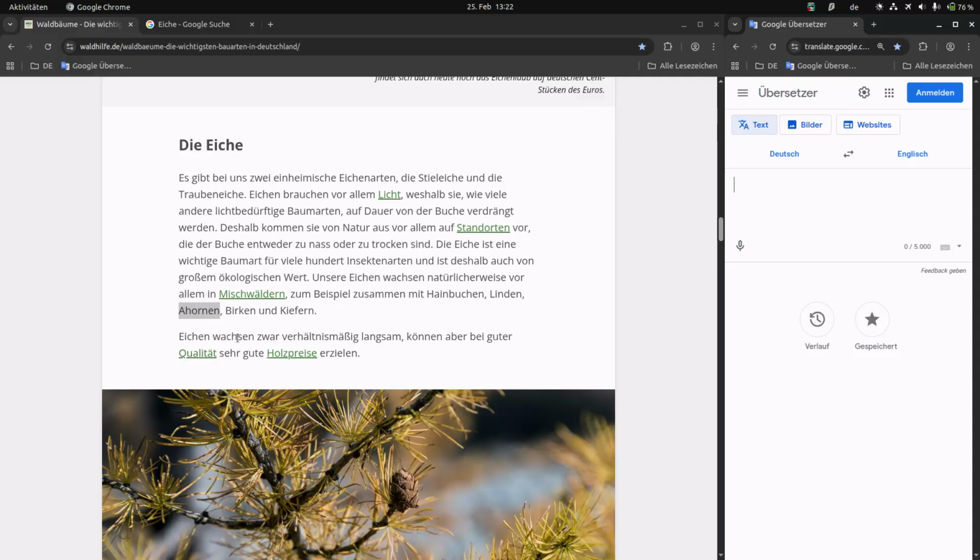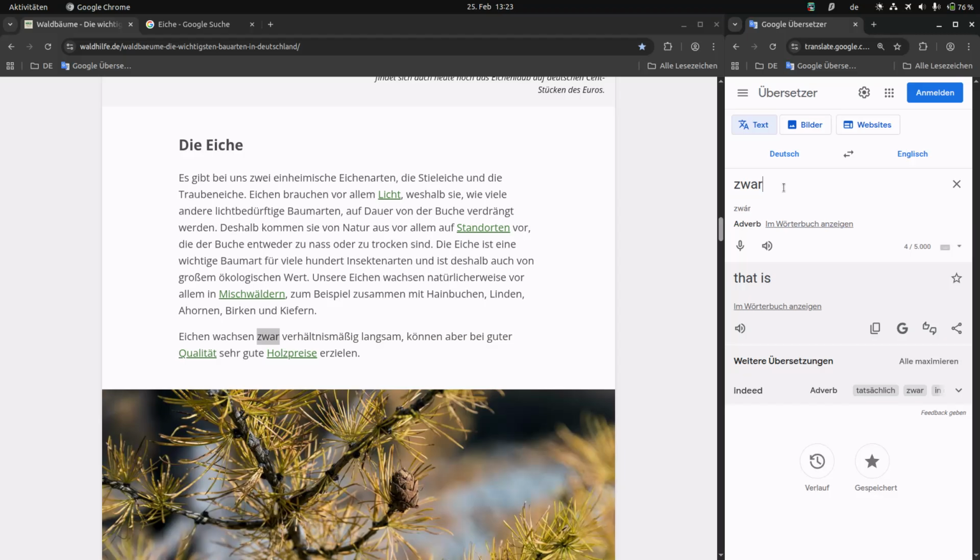So, oaks grow, but zwar is a very special word in German. It's kind of like they do something, but, and it indicates that there is a but, which in German is called aber. So they grow, indeed, you could say.